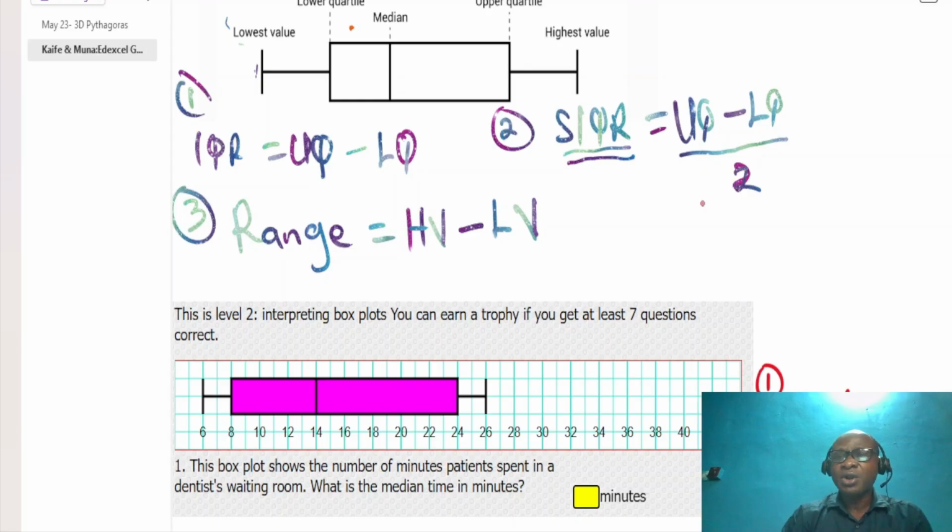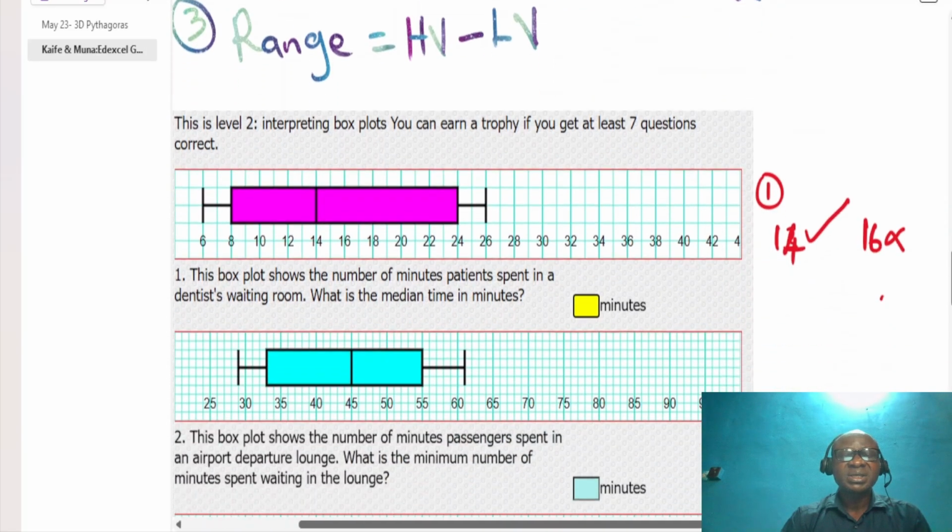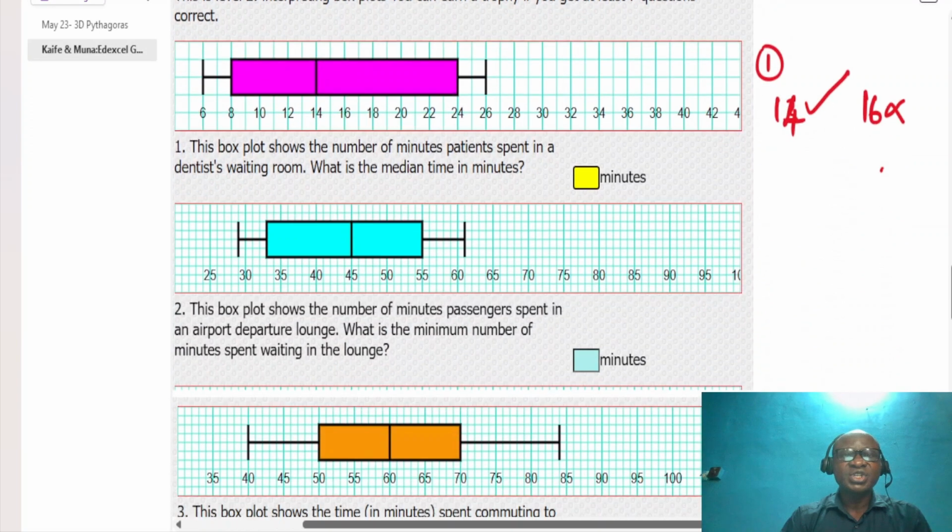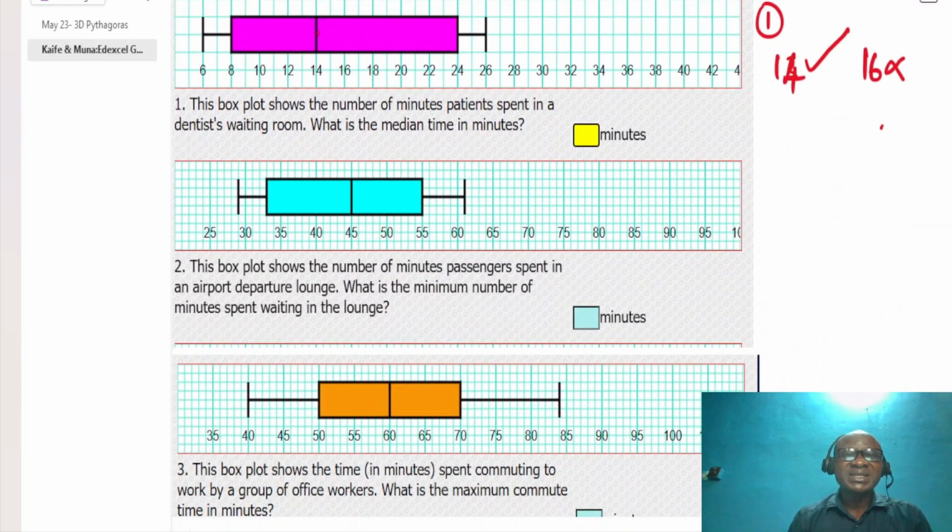Okay, so if you now come back to this number one, you see that the line in this number one is exactly drawn at 14. Can you see it now? Very exact. Therefore, the median is 14. Taife got it. Let's go to number two.